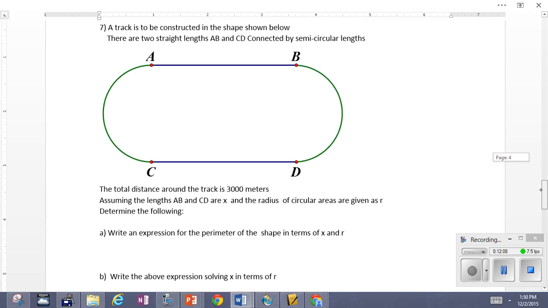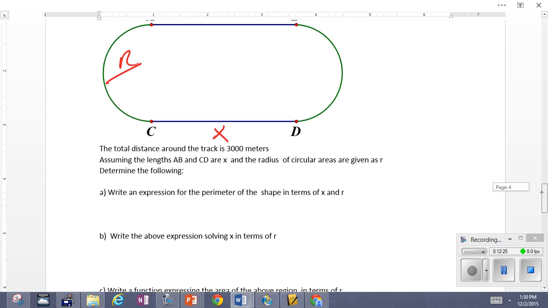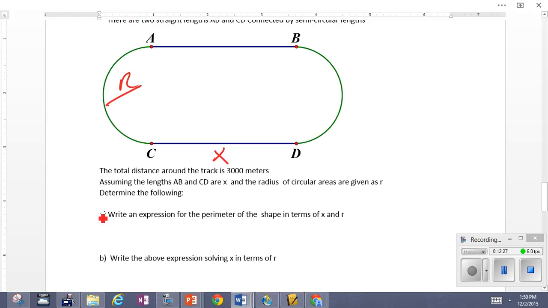Okay, the last problem here. The last problem says we've got this track, 3,000 meters all the way around. X, and the radius here. Write an expression for the perimeter of the shape in terms of X and r. Well, the perimeter is 3,000. It's composed of two straightaway lengths of X plus the circumference of the circle, which is 2 pi r, and that's equal to 3,000.